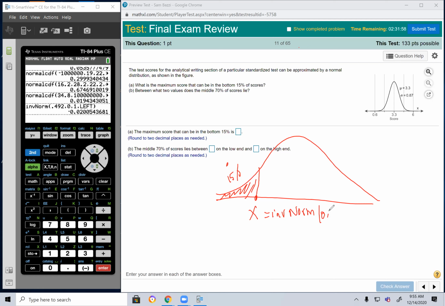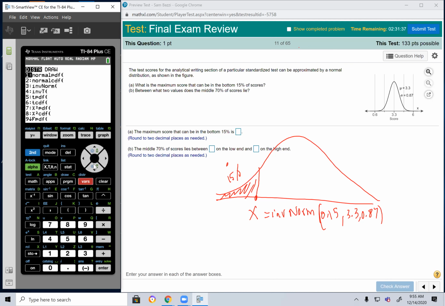Area on the left is 0.15. But you don't put 0 and 1 because he's giving you a mean and a standard deviation. So it's an X value. Just put 3.3 and 0.87 because you can look at the graph. He gave you the mean and the standard deviation. So let's go here, second, and distribute.